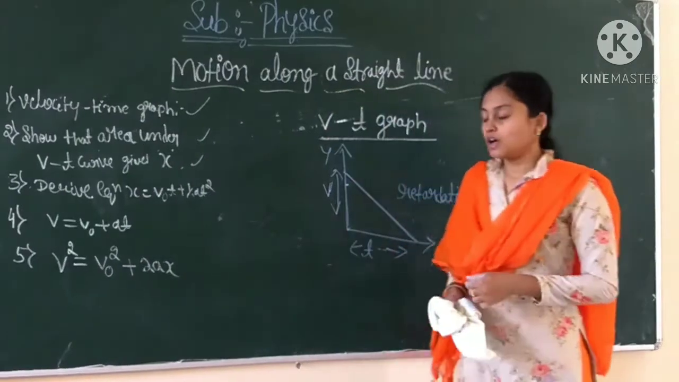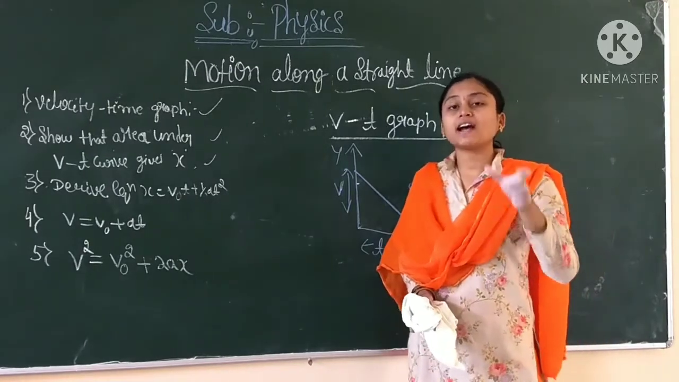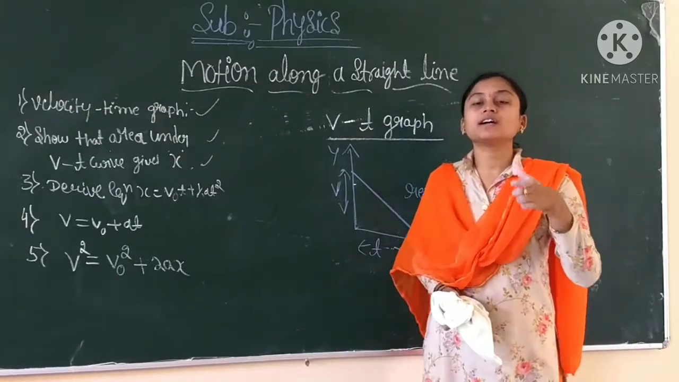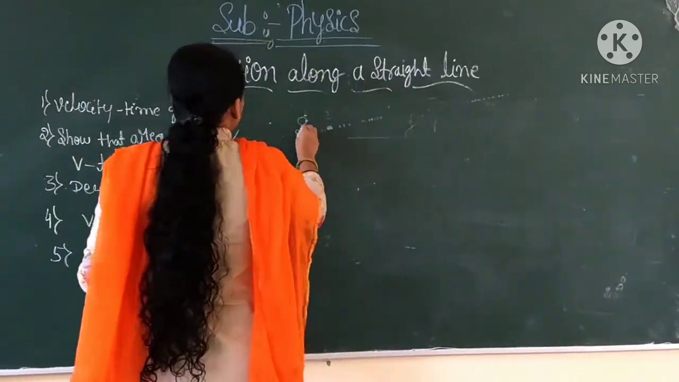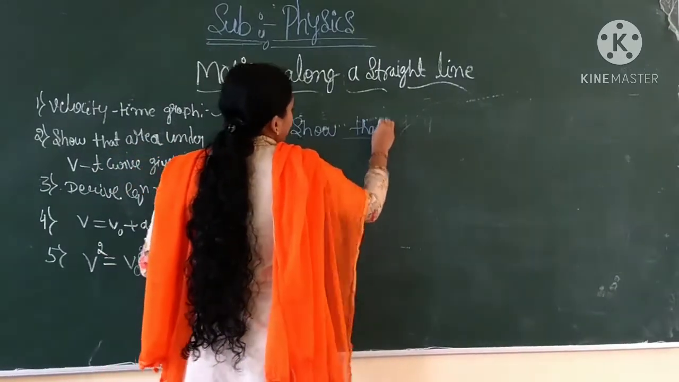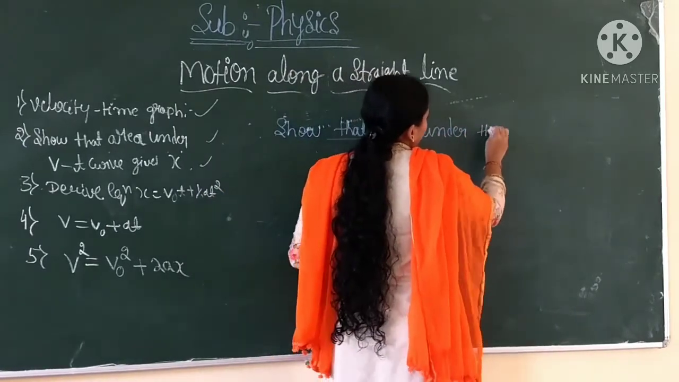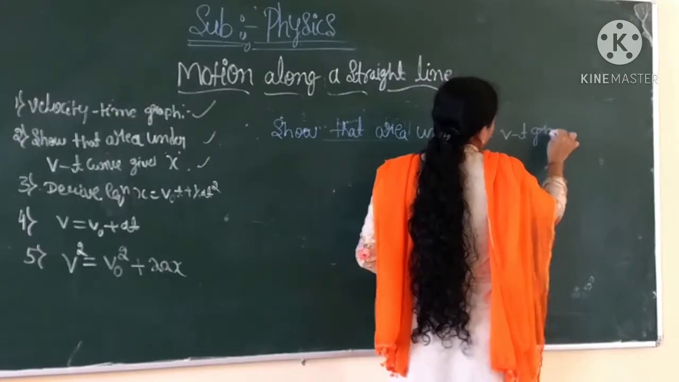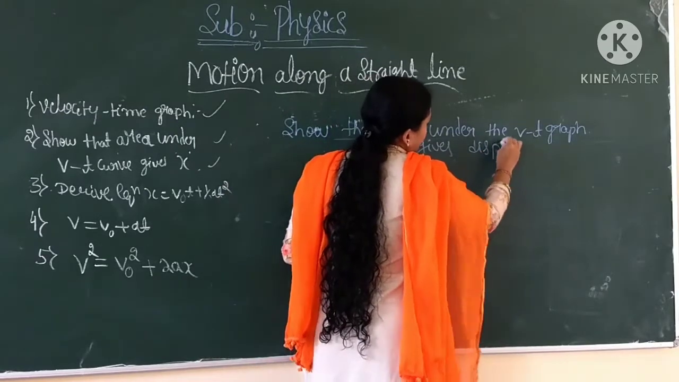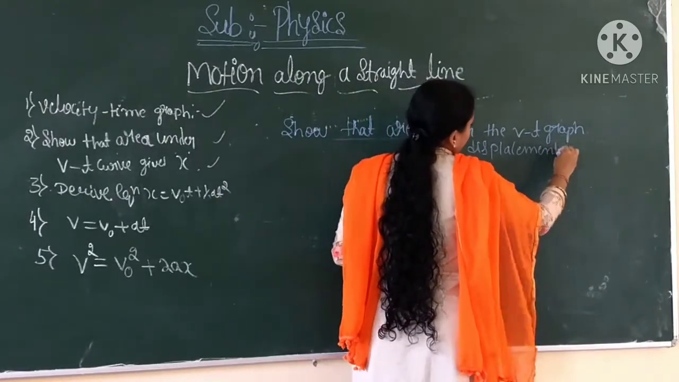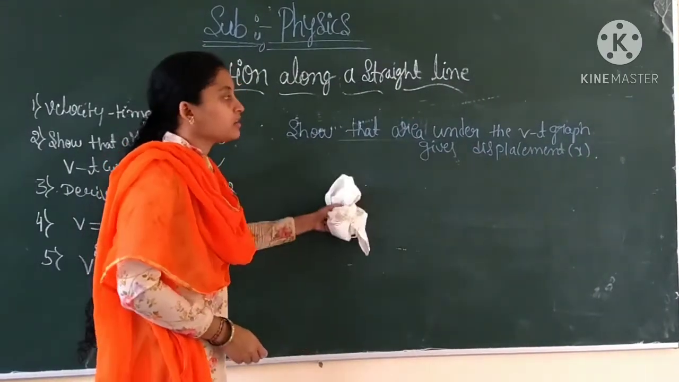Next, based on this VT graph, we have to find out that the area under the VT graph gives the displacement. Area under the VT graph gives displacement. Yes. Okay. So here by using the VT graph we derive this equation.